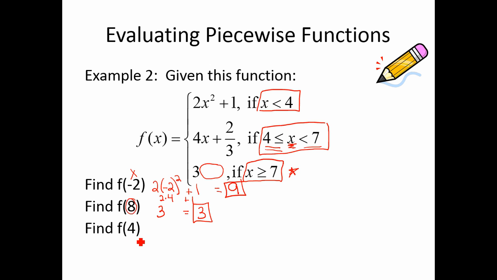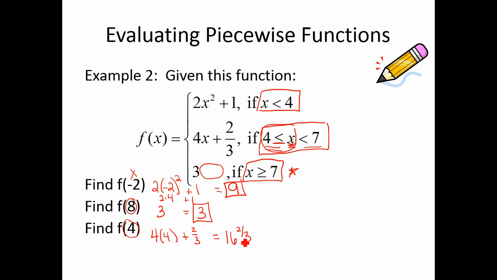Let's do the last one. What if we want to calculate the value of f of x for 4? Now 4 is mentioned in 2 pieces here, the top one and the middle one. But because the middle one says you want to use it if x is, notice the little equal bar here, equal to 4, that means that's the one I'm going to plug it into. So 4 times 4 plus 2/3, that'd be 16 plus 2/3 more, 16 and 2/3.